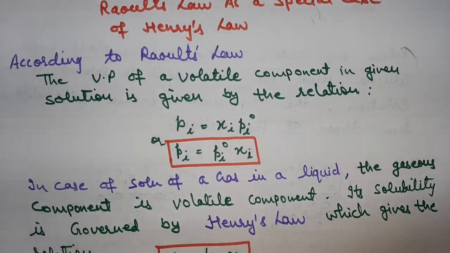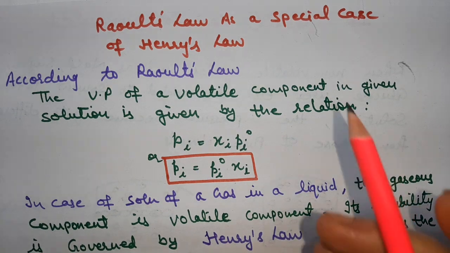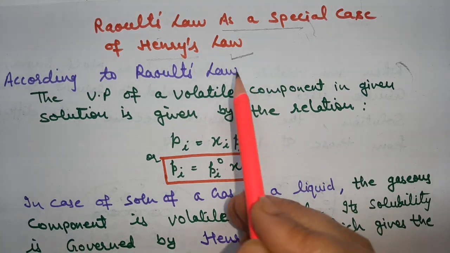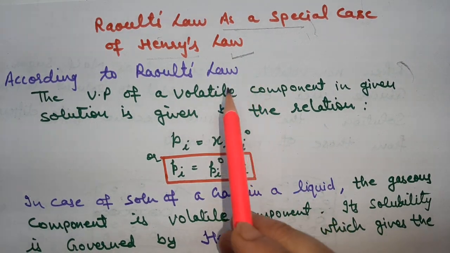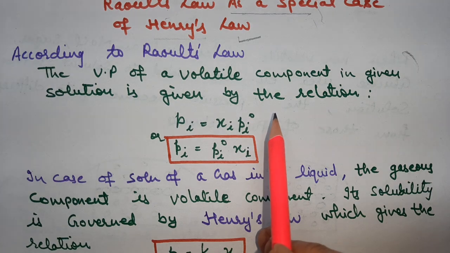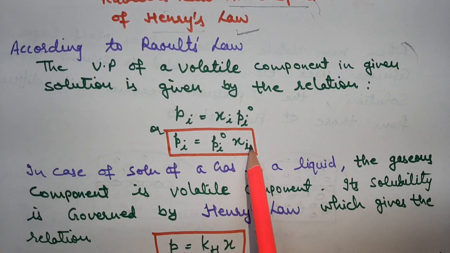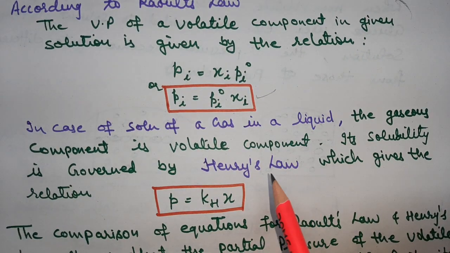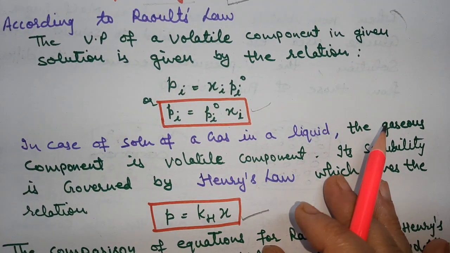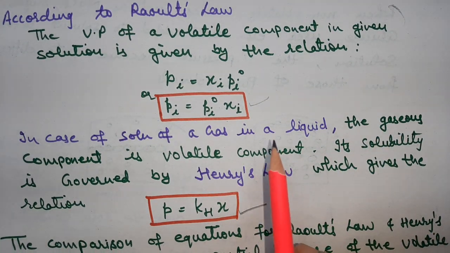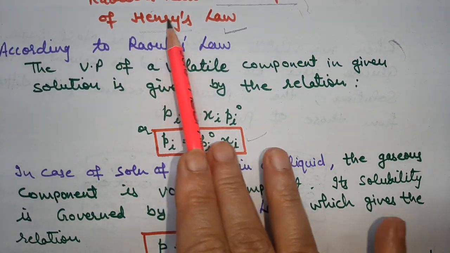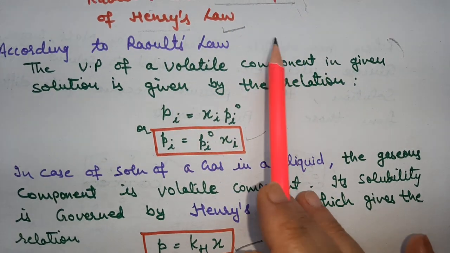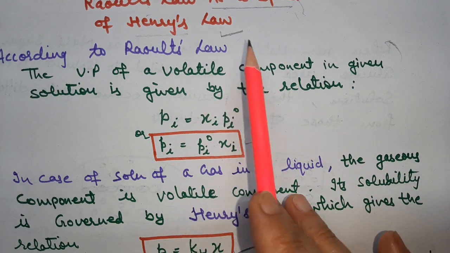Next, we can compare Raoult's law with Henry's law. Raoult's law is a special case of Henry's law. We have studied Henry's law, and we have studied Raoult's law. Now we can compare the two mathematical expressions. Let us compare these two expressions and see how Raoult's law can be a special case of Henry's law, and under what condition it can be a special case of Henry's law.